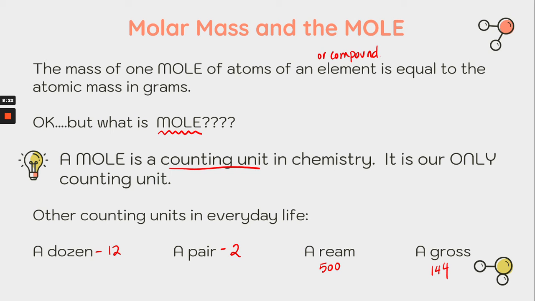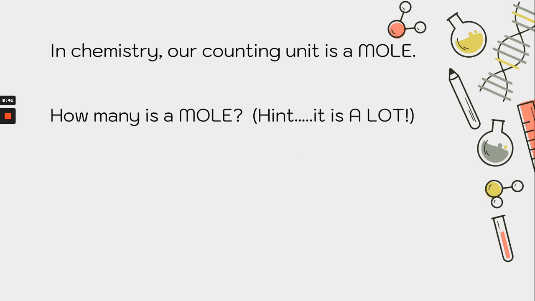Well, in chemistry, our counting unit is called the mole. It is the only counting unit in chemistry. That is why it's so very, very important. We use moles all the time to describe large groups of atoms or molecules or compounds. And we want to talk about big groups because atoms are really, really small. Okay. So a mole, right, we said a dozen is 12, a pair is 2. Well, a mole refers to something that actually has a name. It is Avogadro's number.